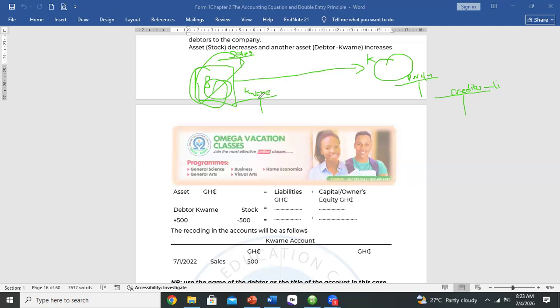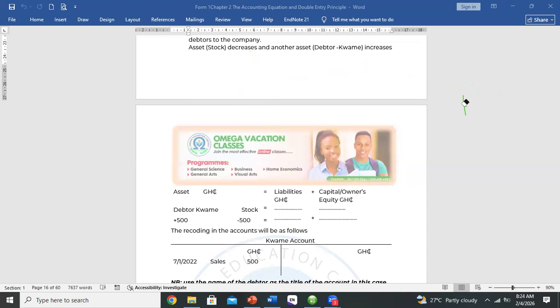Thank you for the question, because questions open the doors for more understanding. I really take my time with the double entry principle because it's essential. You get to certain topics, and if your double entry is shaking, you would suffer and say accounting is difficult. So we are done with the sales transaction.